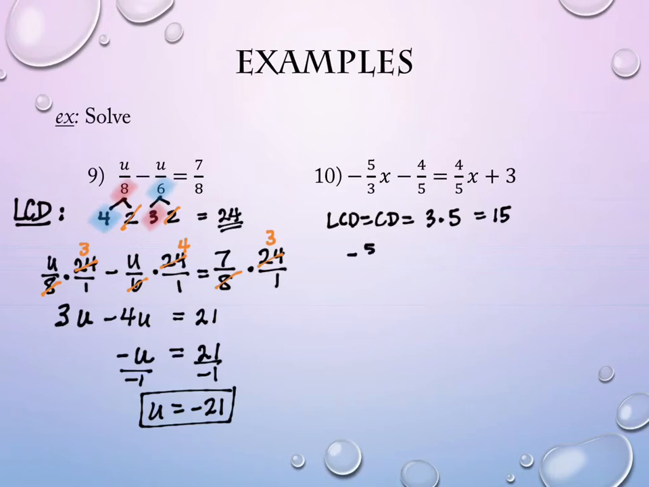Okay, so each of my fractions I'm going to multiply by 15. So I have negative 5x over 3. I'm just going to say let's always put the x on top. It needs to go somewhere. We'll put it on top. And it's times 15 over 1. Minus 4 over 5 times 15 over 1 equals 4x over 5 times 15 over 1 plus 3 times, and I might as well just write 3 times 15 on that one.